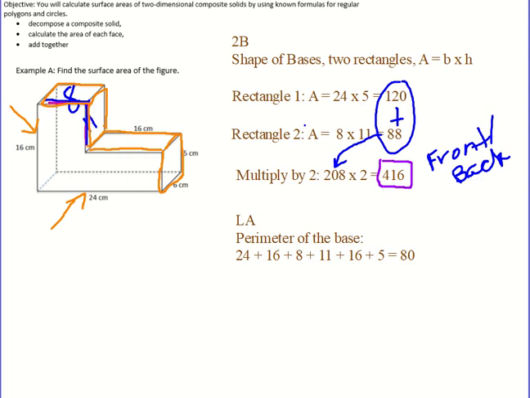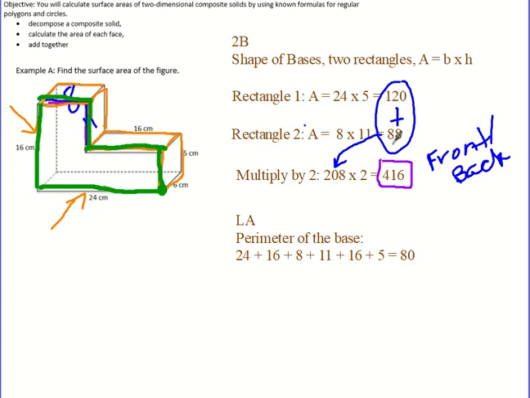So the perimeter of the base, what I did to get this value, I started at one end over here, and I just traced around the base. So I have 24, 16, 8, 11, 16, and 5. I added those together, I got 80.